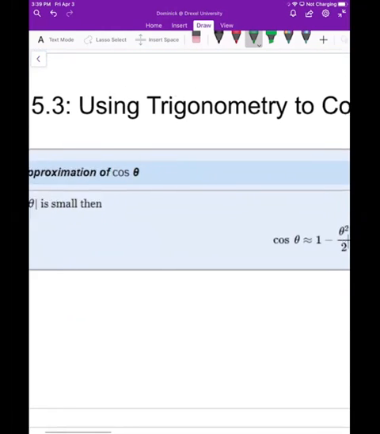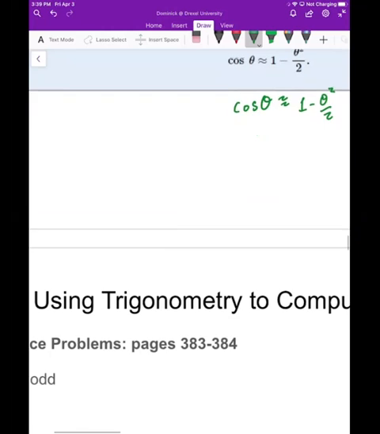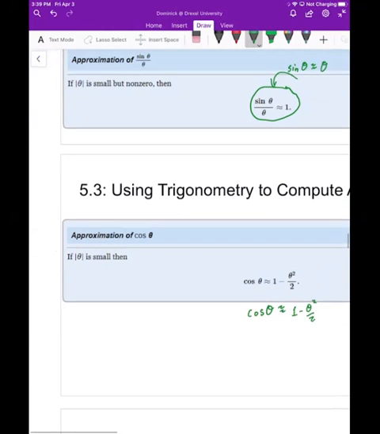All right. Now, if theta is small, you can say that cosine of theta is roughly equal to 1 minus theta squared over 2. All right, so that's another approximation that we can use. These are mostly things that you'll look at when you move on and take a calculus course, but these are some approximations that you can do with these trig functions here.